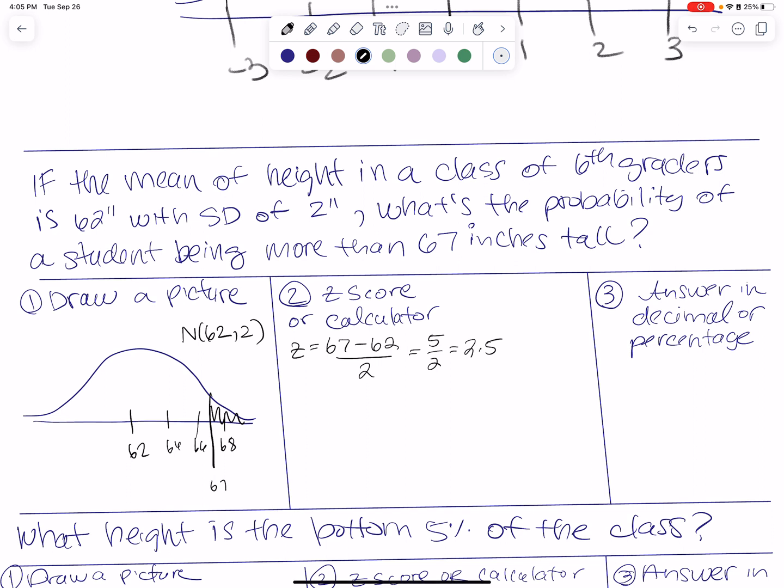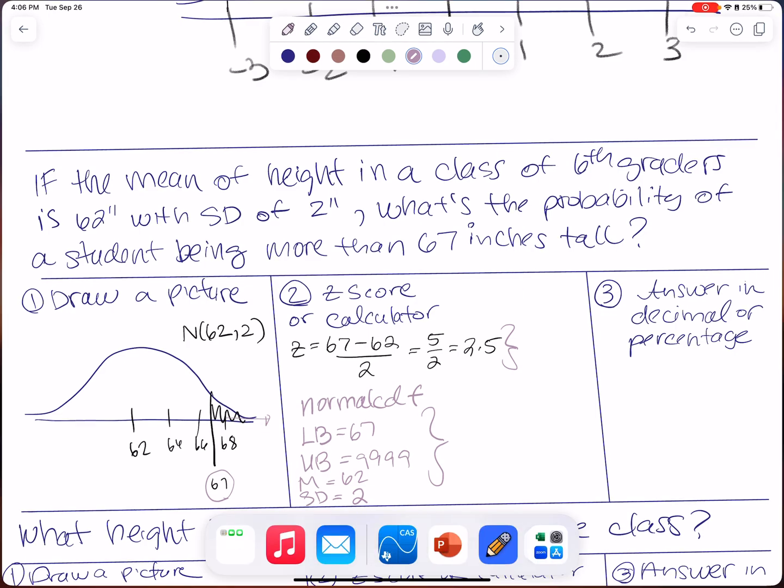I can look at my z-score chart at 2.5, or I can use my calculator. So I'm going to write down the calculator steps here, which would be normal CDF. My lower bound is the leftmost area that's shaded, where the boundary is, so that's going to be 67. My UB is the upper bound, the rightmost area that's shaded. It goes off and off and off, so it's 9999. My mean is 62, and my standard deviation is 2. I'm going to show you how to do the z-score, and I'm going to show you the calculator. So let's jump to the calculator.